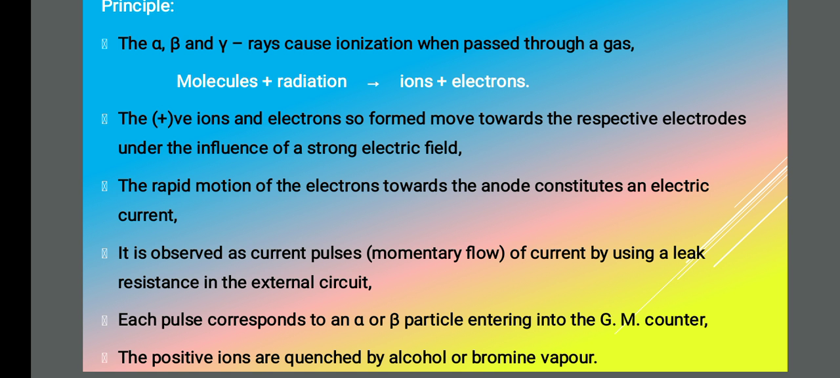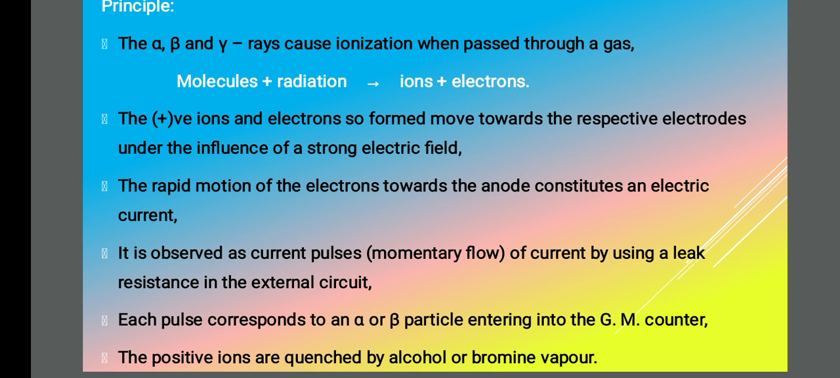radioactivity measurement is alpha, beta as well as gamma rays cause ionization when they pass through the gas or the molecules. So if you take the molecules, make the radiation pass through them. Is it okay? So what happens here is the molecules will be ionized to form positive ions plus electrons. So these positive ions and electrons will move towards the respective electrodes. What do you mean by the word respective electrode? It means the positive ions will move towards the cathode and the negative electrons will go towards the anode because of the influence of electrical field.